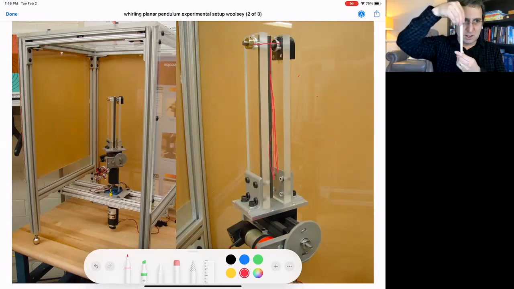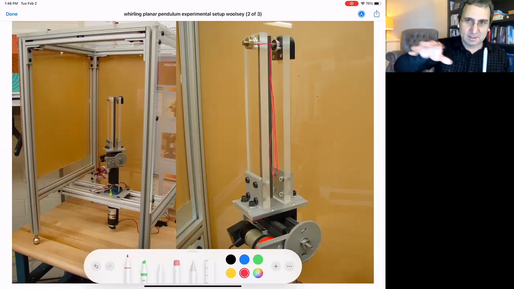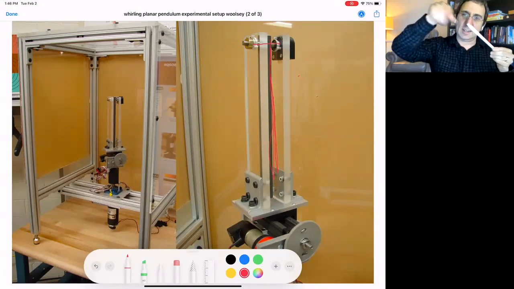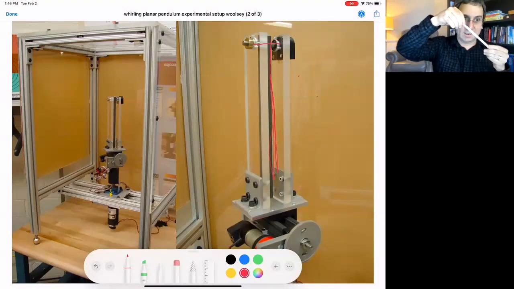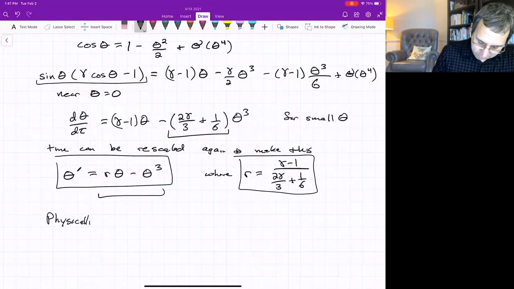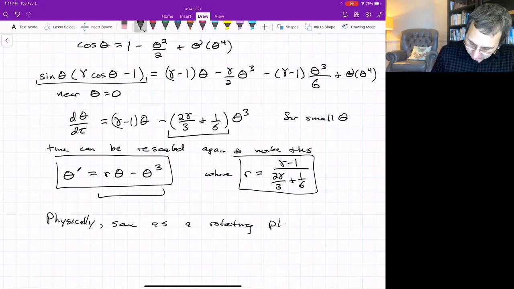But you can rotate this planar pendulum very quickly, and physically, it looks exactly like the bead in the rotating hoop. It's like the pendulum, as instead of the middle of the hoop, there's the pivot for the pendulum. So if you get this spinning fast enough, there'll be some kind of equilibrium where this is sticking out to the side by some angle. So physically, same as rotating planar pendulum, sometimes called the whirling pendulum.